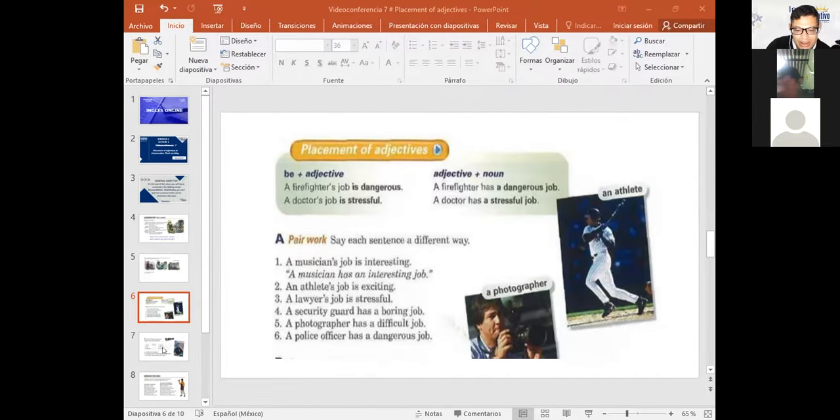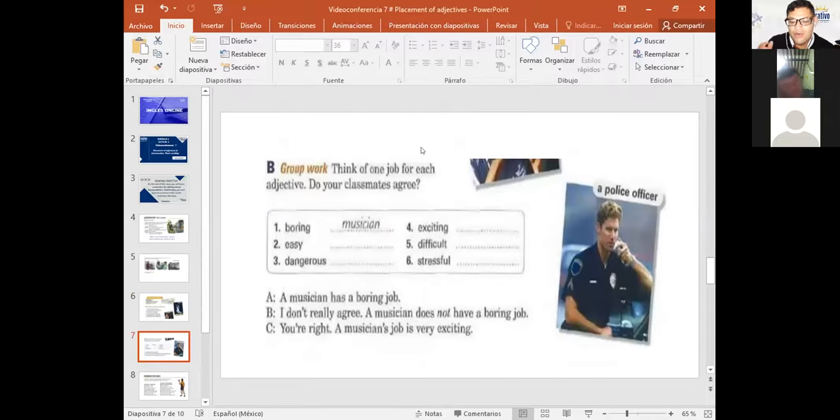Okay, let's continue with the rest of the exercises. Think of one job for each adjective. Do your classmates agree? En este caso, pues vemos ahí boring, un trabajo que usted considere que puede ser boring. Aquí pusieron musician, pero para otros, musician puede ser un trabajo interesante. Easy, un trabajo que sea fácil. Dangerous, ¿qué trabajo considera usted que puede ser dangerous? Exciting, ¿qué trabajo sería exciting? ¿Qué trabajo sería difficult? ¿Y qué trabajo sería boring?